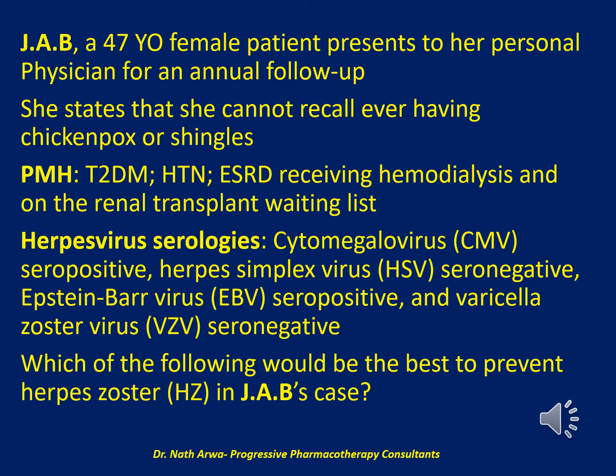Her herpes virus serologies are as follows: cytomegalovirus, abbreviated as CMV, seropositive; herpes simplex virus, abbreviated as HSV, seronegative; Epstein-Barr virus, abbreviated as EBV, seropositive; and varicella zoster virus, abbreviated as VZV, seronegative. Which of the following would be the best to prevent herpes zoster (HZ) in JAB's case?